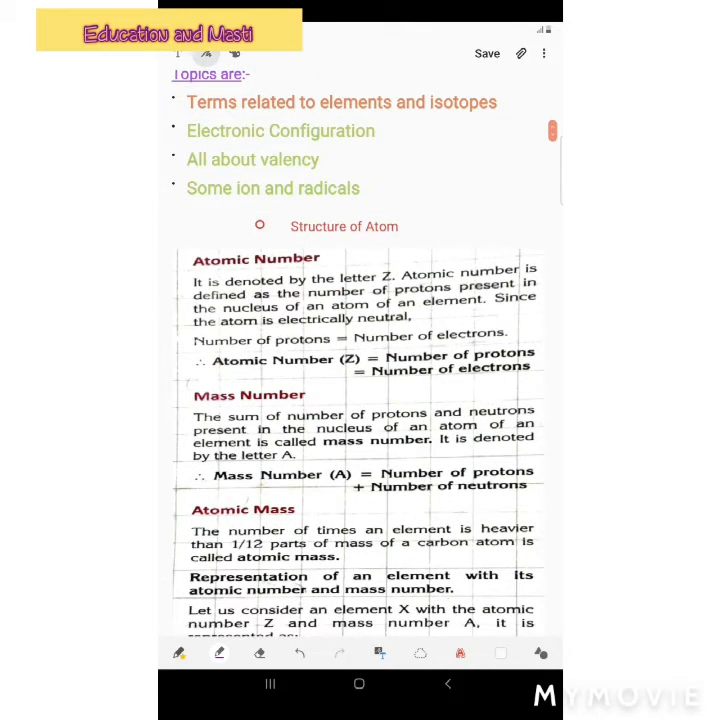So first let's see about atomic number. So what is actually atomic number? Atomic number is defined as the number of protons present in the nucleus of an atom of the element. That is called atomic number, and this is denoted by the letter Z. Since the atom is electrically neutral, the number of protons equals the number of electrons. So here one thing we get to know is that the number of protons equals the number of electrons.